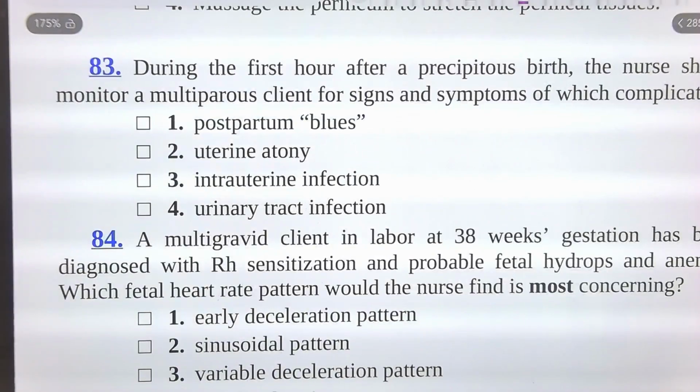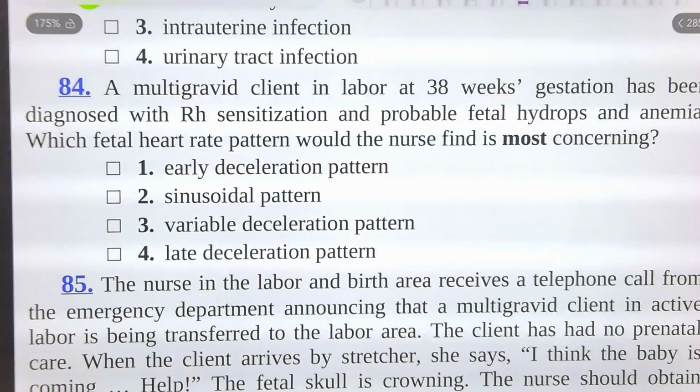Now next question, that is 83. During the first hour after a precipitous birth, the nurse should monitor a multiparous client for the signs and symptoms of which complication? So what can be the right answer? You have 4 options. Because this is a case of precipitous birth, in which labor happens rapidly and the baby passes quickly through the birth canal, what major complication can occur at this time? That is a boggy uterus and uterine atony, the tone of the uterus will be disturbed.